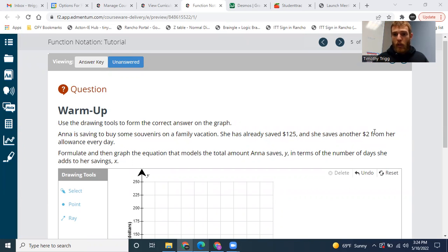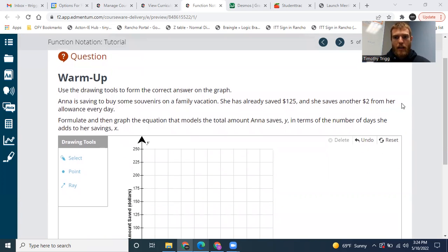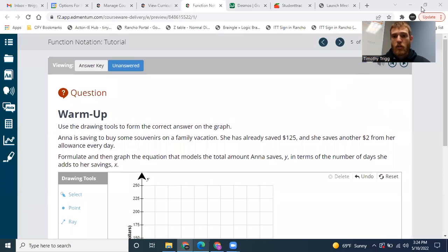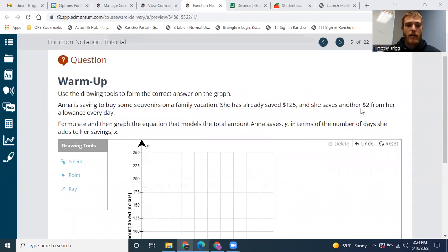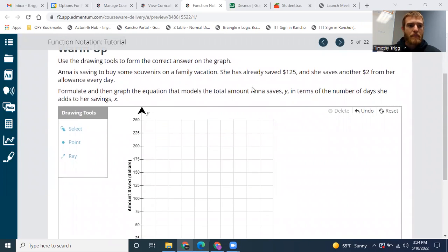So just follow along, write down everything I write. I promise it'll make a lot more sense this way, and everything else will make sense in the long run as well. So just follow along, write down everything, and work out all the problems as I work them out with you. So on the tutorial, let's go ahead and go to page 5. That's where the first problem is.